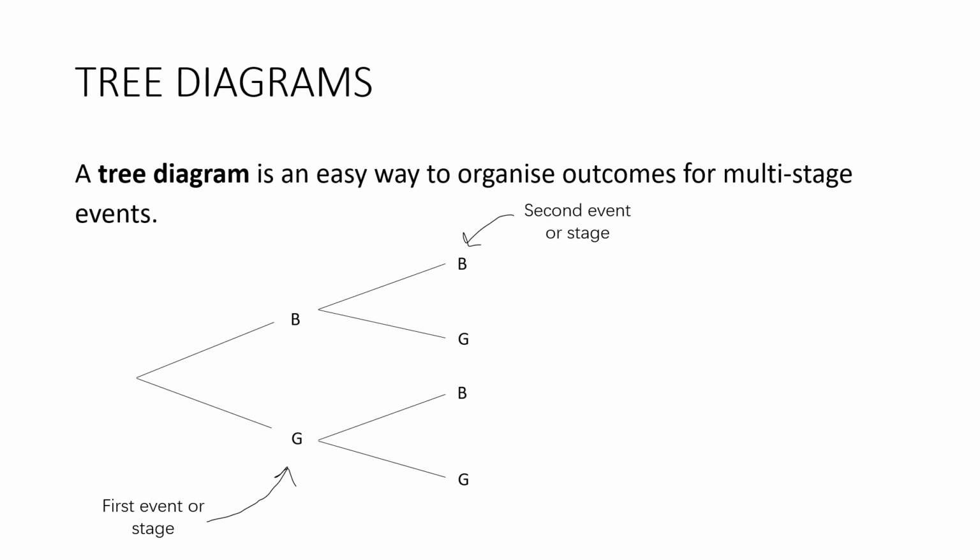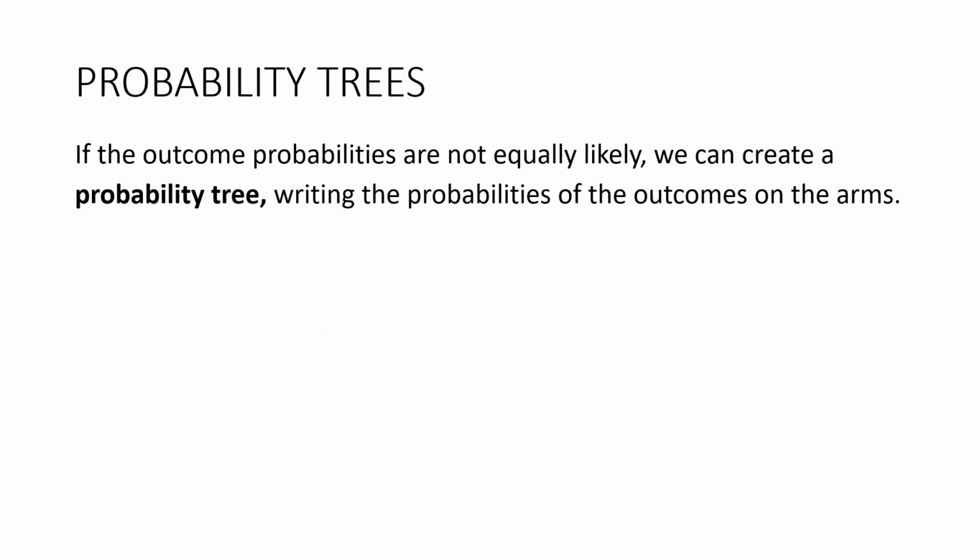So here we've got the sex of the eldest 2 children in a family. Here's the first child, boy or girl. Here's the second child. And you can see how I've drawn the same outcomes off each of the outcomes in the first event or stage. Now in the previous example we had equally likely outcomes, 50-50 for boy or girl. But if the outcome probabilities are not equally likely, we create a probability tree and we write the probabilities of the outcomes on the arms.